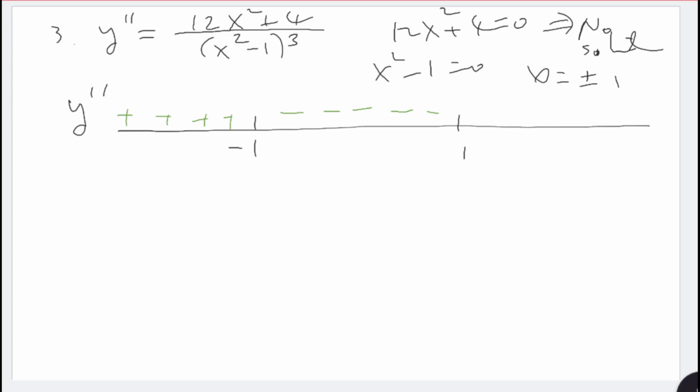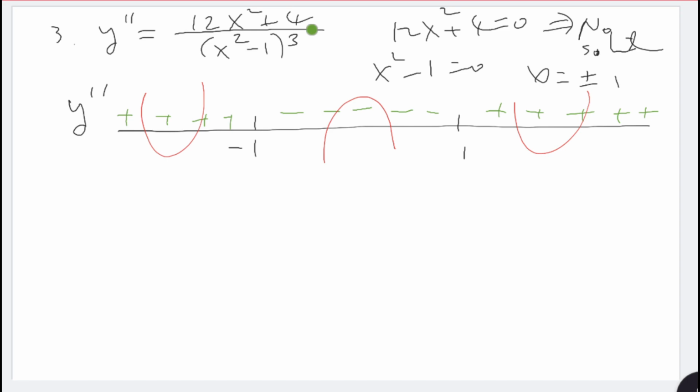From 1 to positive infinity, finally, we can pick 5 as a test point. 5 for x, plug in here. This is positive, so it's positive. What does it say about the concavity structure? Going up, down, up.